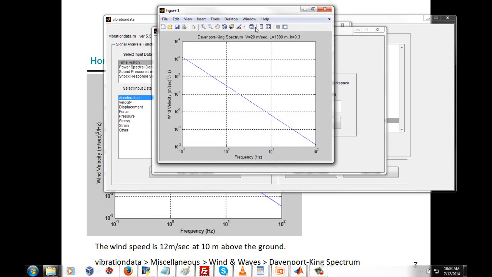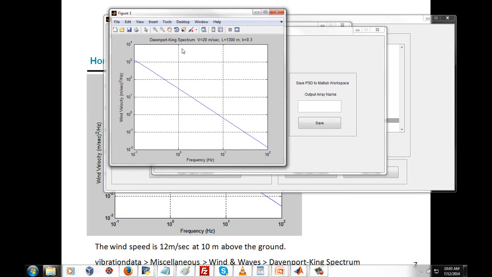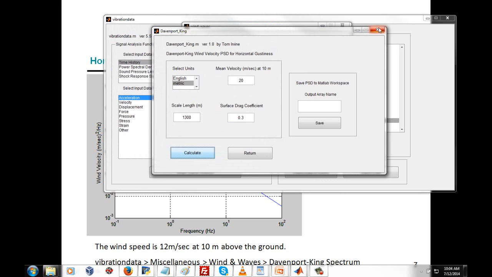So we calculate and we get our Davenport-King spectrum. The velocity is noted as well as the characteristic gust length and the drag coefficient. And we have wind velocity, meters per second squared per hertz, as a function of frequency in hertz. And then we could export that if we like.